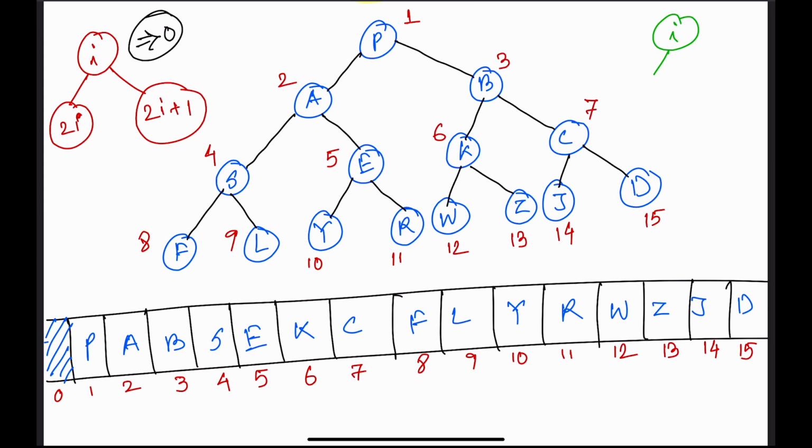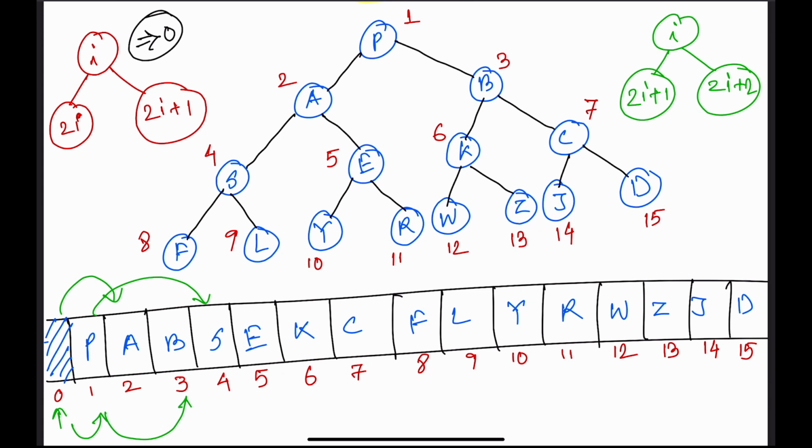2i plus 1 would be the left child and 2i plus 2 would be the right child. For example, if I start from here, then 2 into 0 plus 1 and 2 into 0 plus 2. Now for this, 2 into 1 plus 1 and 2 into 1 plus 2. In this way, it is going to happen. That's why for 2i and 2i plus 1, I thought this is a simple one, so I used it. I greater or equal to 1. So this is the way.